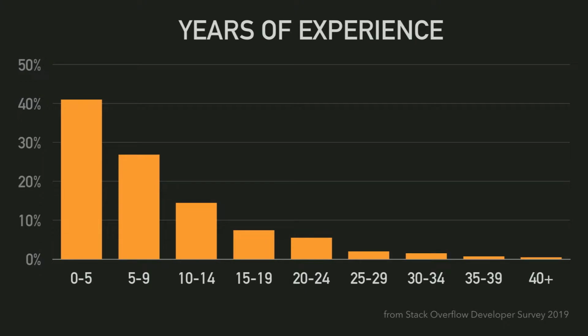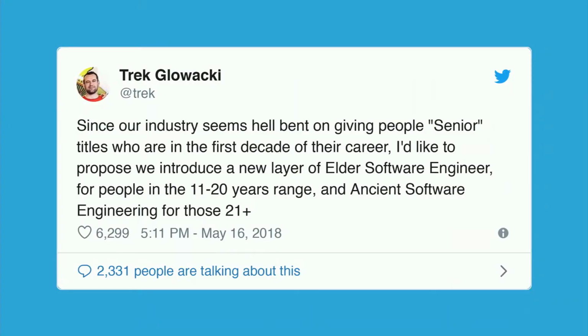It gets more interesting if you take a look at years of experience. It seems that one should become a senior at about 10 years of experience. So if you start your career as a high school graduate, it means that you should become a senior before 30. By the way, I love this tweet which says that if we give senior titles to people in the first decade of their career, we should introduce a new layer of elder software developer for people in the second decade and ancient software developer for those in the third decade.